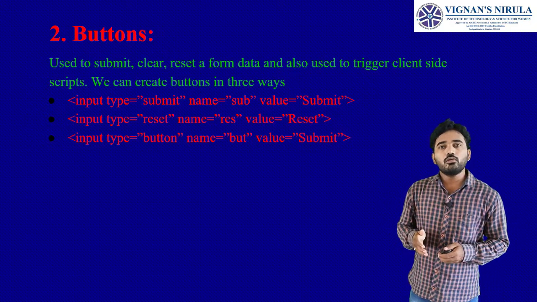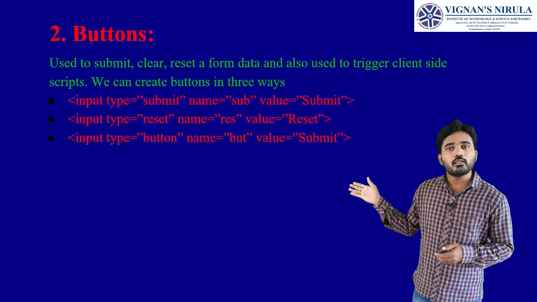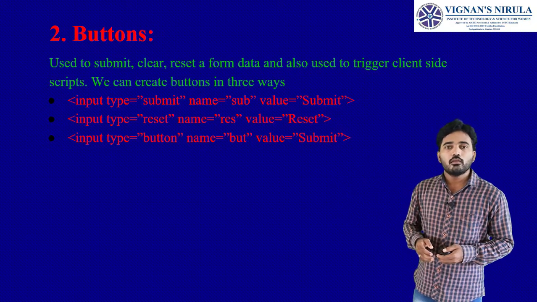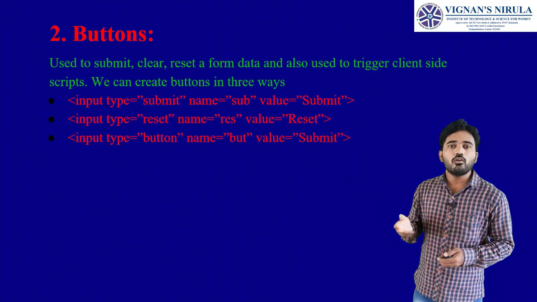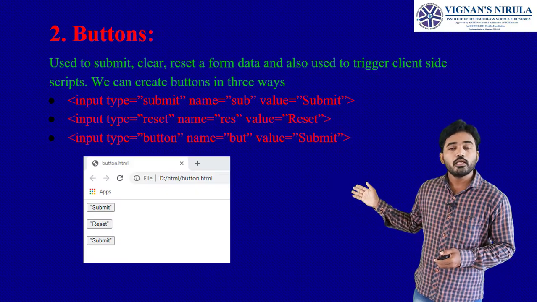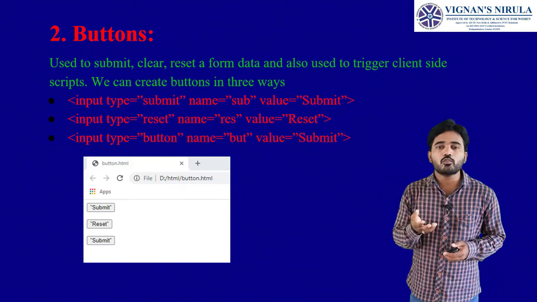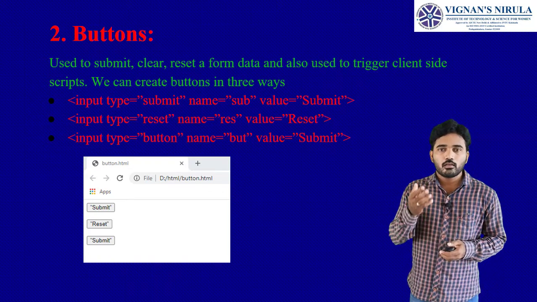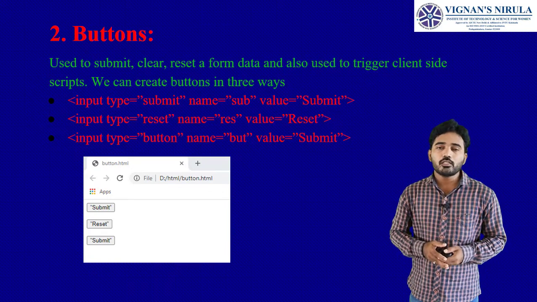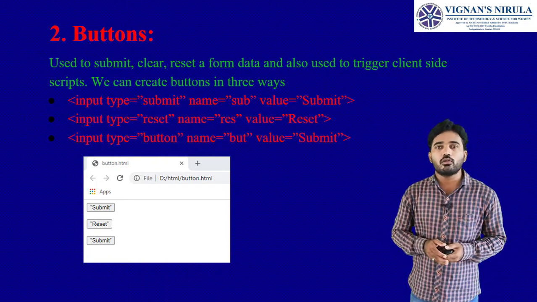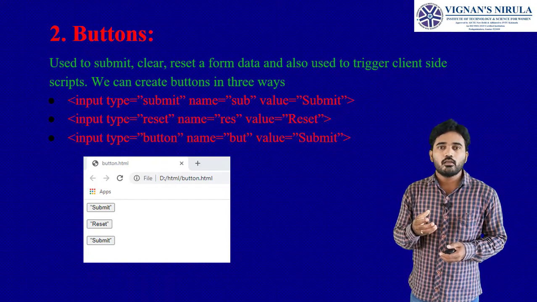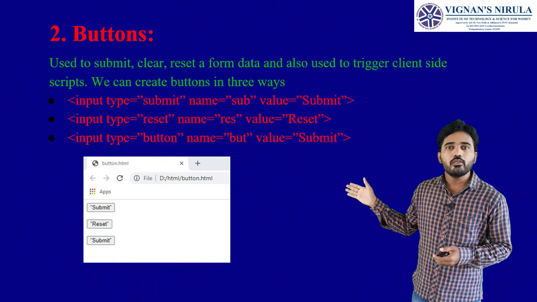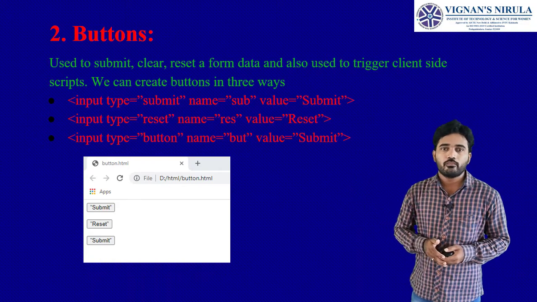Understood? If you embed these three lines in your source code, then you will get the output in this manner. Here three buttons are created, whose names are submit, reset and button. Understood? This is the way you need to follow whenever you need to create buttons.